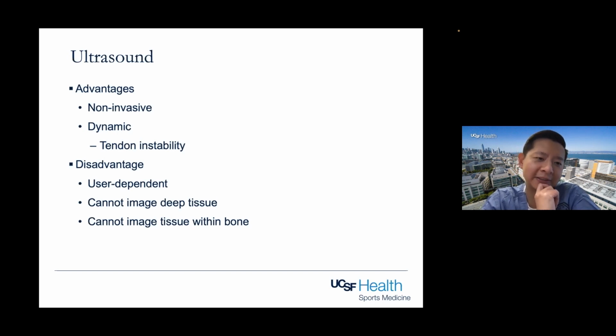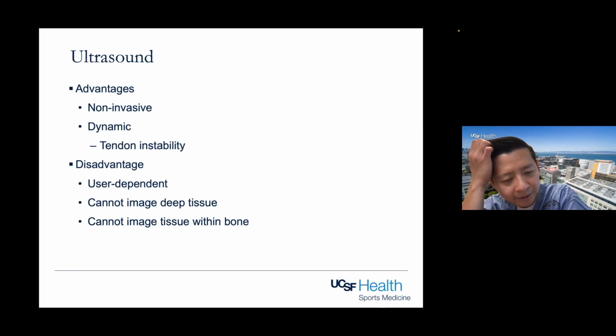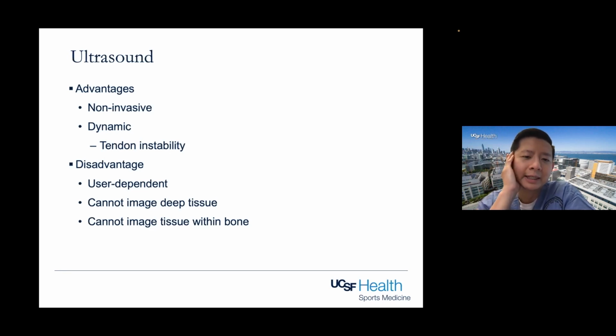Disadvantages are that if your tech is not very experienced using ultrasound or your reader is not very experienced, it could be a little inaccurate. It does take quite a bit of training to be able to use the ultrasound and read it proficiently, and it can't get to deep tissues that well. So sometimes for the hip, you can get to the iliopsoas, but it doesn't really do great with deep tissues. Okay. And then you also cannot image tissue within the bone. So if there's anything you're looking for underneath, like a bone that's protected by bone, you can't really see deep down in there for some of those tendon attachments.